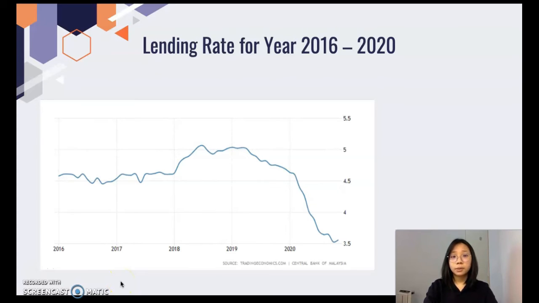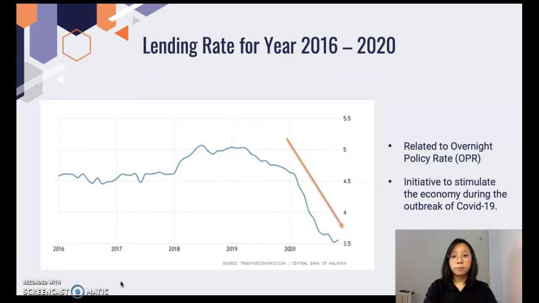As you all know, most people finance their property with a mortgage loan. Therefore, the lending rate fixed by the central bank has become an important aspect for us to look at when we want to purchase a property. This graph shows the lending rate fixed by the central bank from year 2016 to 2020. As we can see, the bank rate has experienced a significant drop in 2020. It was due to the decrease in the overnight policy rate determined by the central bank, and the drop of the bank rate is an initiative taken by the government to stimulate the economy during the COVID-19 situation. And we can say that the cost of lending is dropping compared to the previous year.